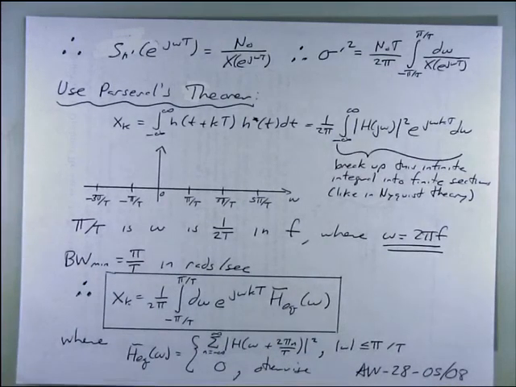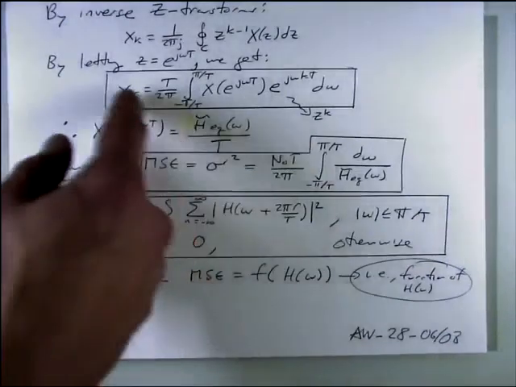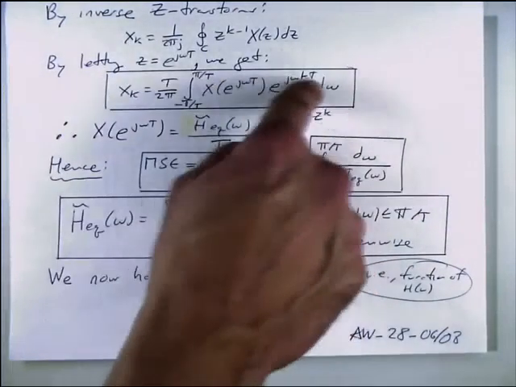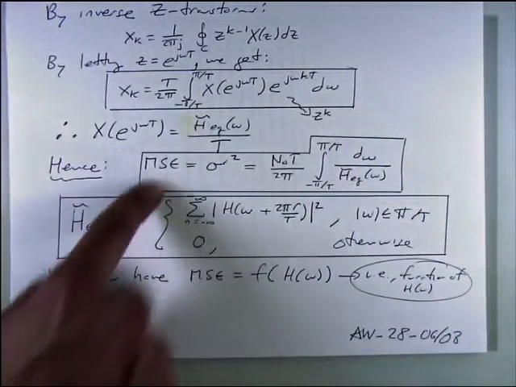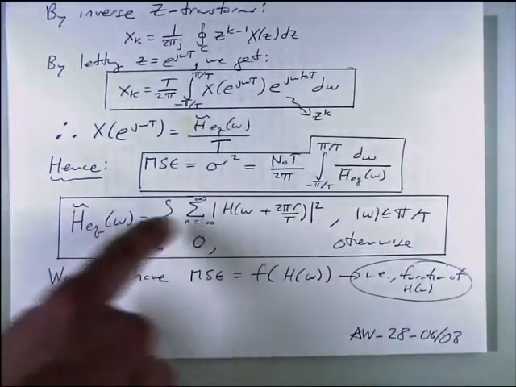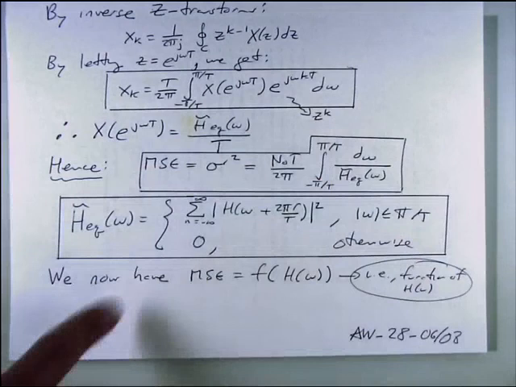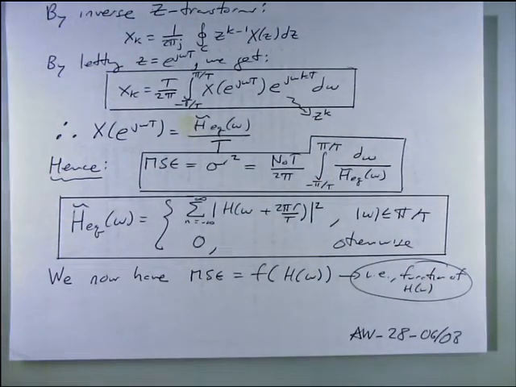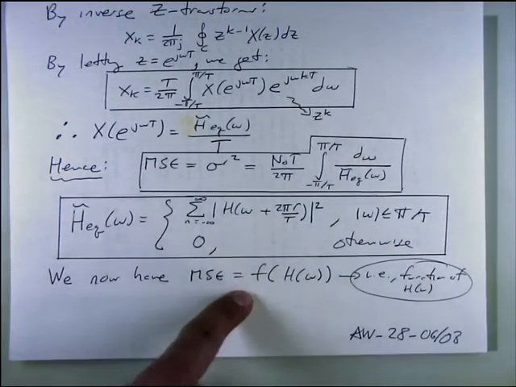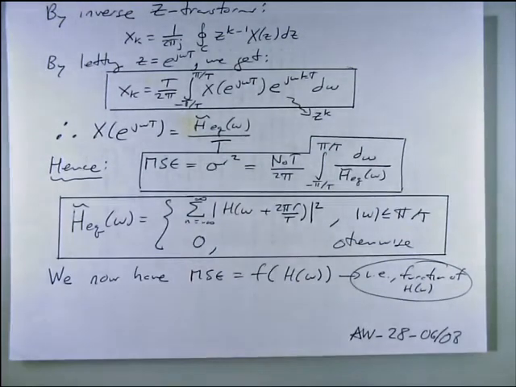So there are a lot of these little tricks. But the bottom line is the following. We have x of k equal to this expression. The MSE is equal to this, where h equivalent is equal to this expression over here. And so at the end of the day, we have some function of this H of w. We take this H of w expression and manipulate it, so it's a function of that. And that is our mean squared error. And if we want to minimize it, then we go through the first and second order derivatives and so on.